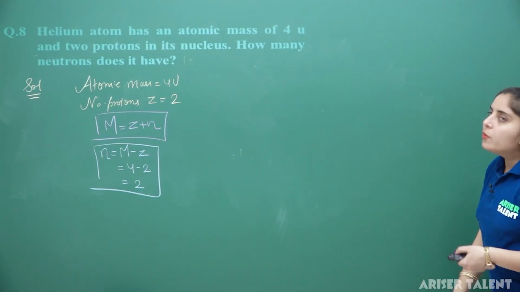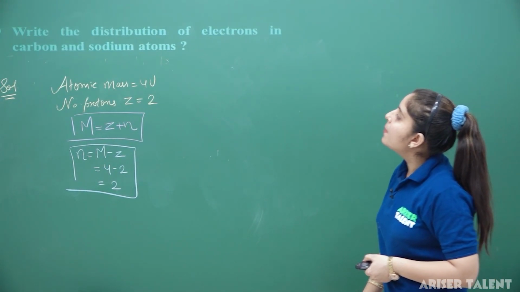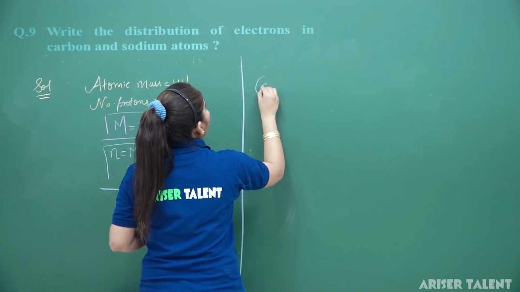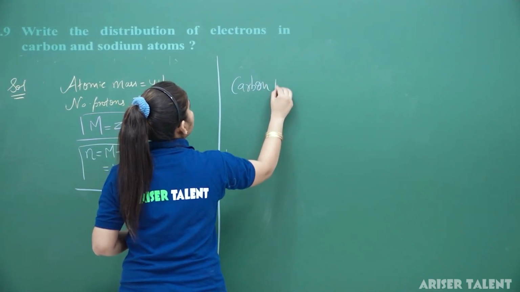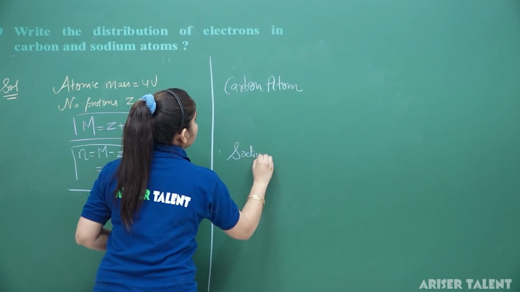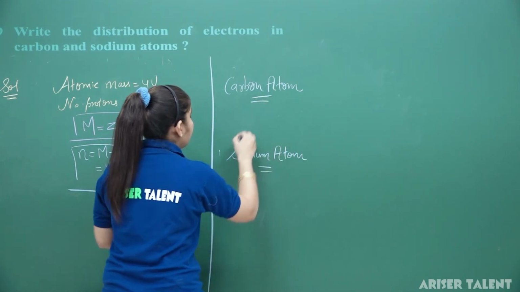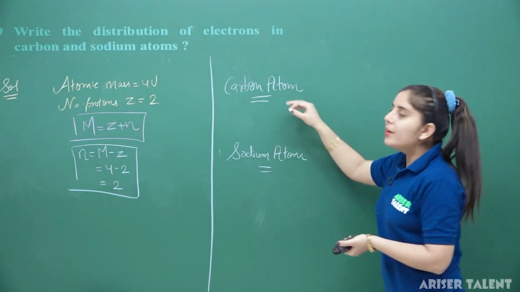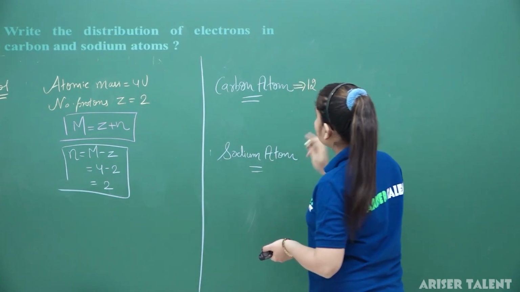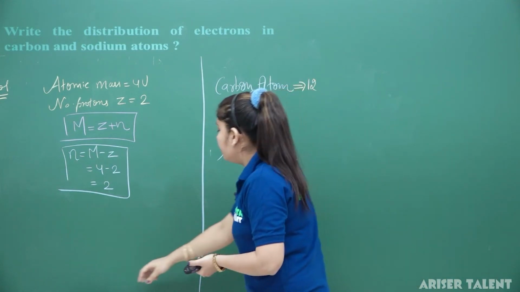Now coming to our next question, we have question number 9. Write the distribution of electrons in the carbon and sodium atoms. So we have first atom, carbon atom, and next we have sodium atom, and we want to write the distribution of electrons in both these atoms. We know that atomic number for carbon will be 6 and atomic mass is 12. For sodium atom, atomic number is 11 and atomic mass is 23.